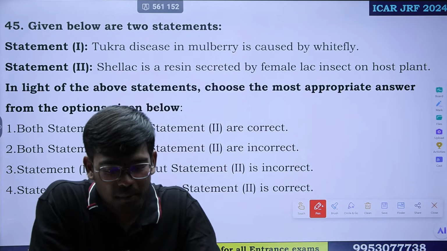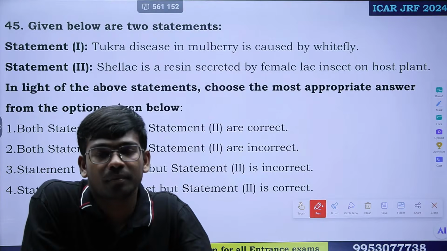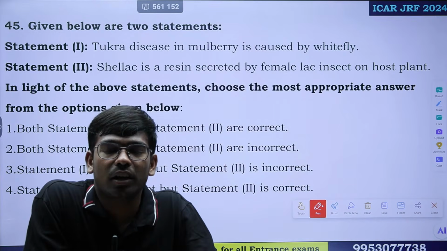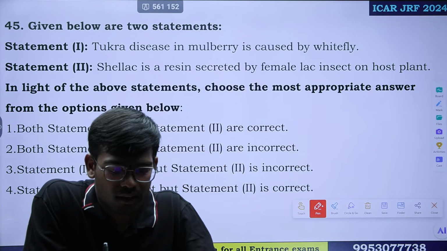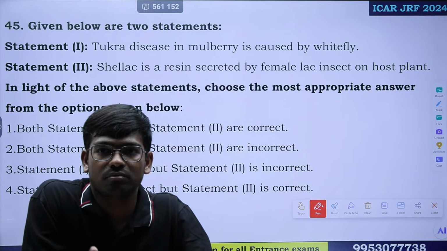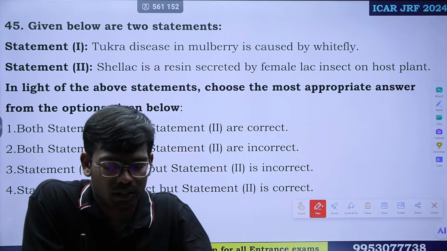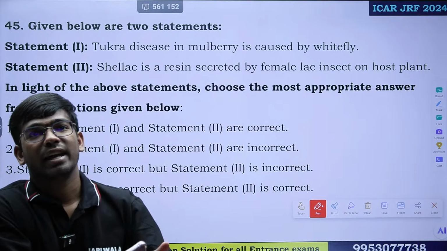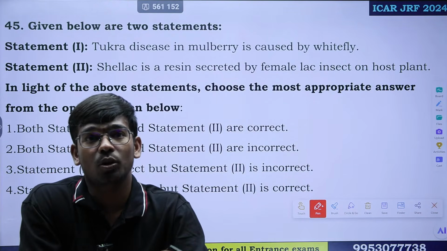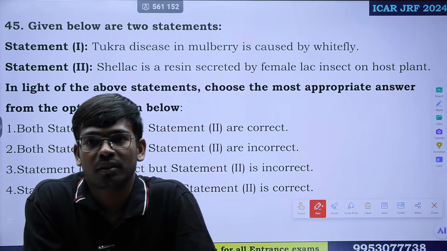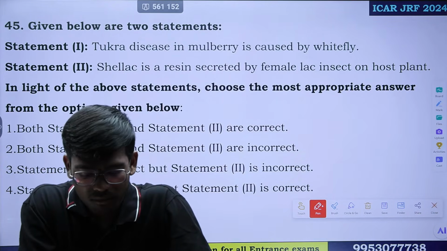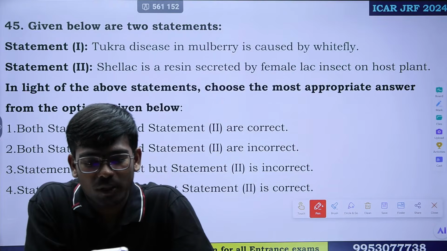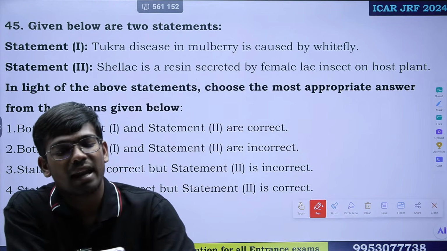How is Tukra disease in mulberry caused by whitefly? It is caused by mealybug, Maconellicoccus hirsutus. Okay, and that name will be different from the rest of the mealybugs. So Maconellicoccus hirsutus is the mealybug that causes Tukra disease in mulberry. Then, shellac is a resin secreted by the female lac insect on the host plant. Yes, Tukra disease is caused by mealybug, it's correct. That's what I'm telling. And coming to the next, shellac is a resin secreted by the female lac insect on the host plant.